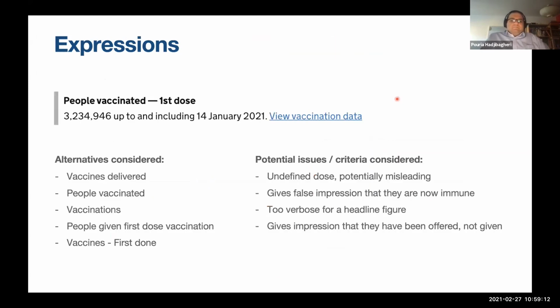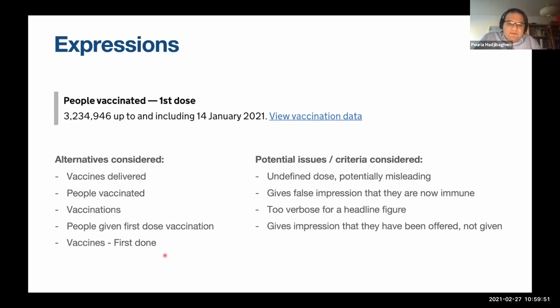Another example would be this. So now it's changed slightly, but this is how we initially launched the number of vaccinations in the UK. So you can see that it says people vaccinated first dose. The fact that this is saying that is not by accident. A whole lot of deliberation and discussion went into this before the decision was made. In that, we considered vaccines delivered, people vaccinated, vaccinations, people given first dose, vaccines, first dose.